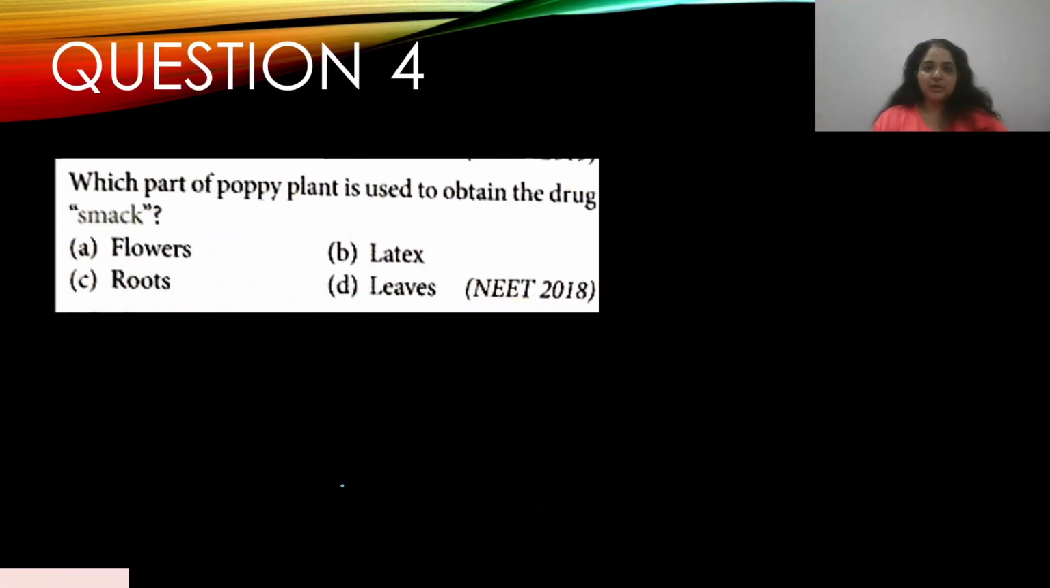Which part of poppy plant is used to obtain the drug smack? Okay, this appeared in the year NEET 2018. A, flowers, B, latex, C, roots, D, leaves. Okay, so we've just discussed poppy plant before. It is B, latex. Answer is B.